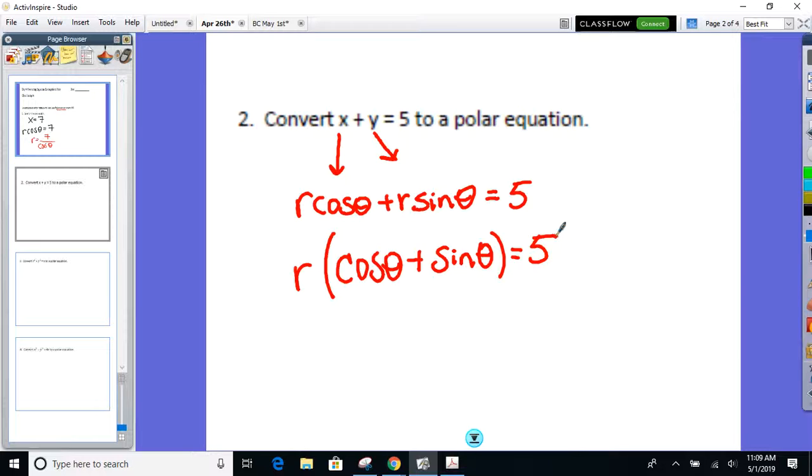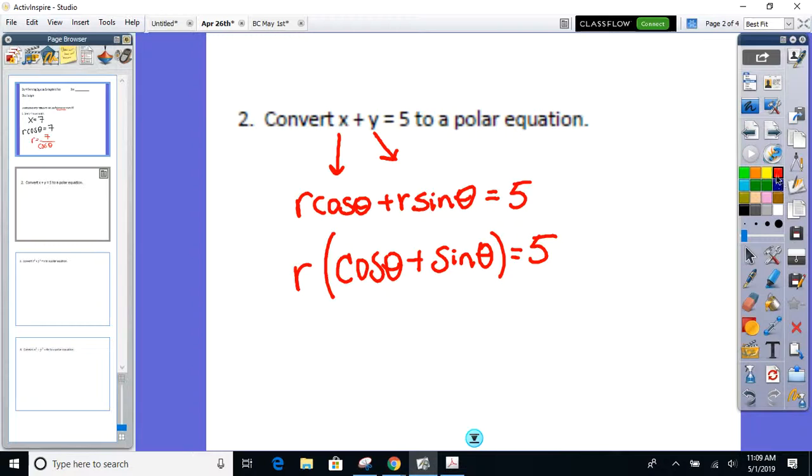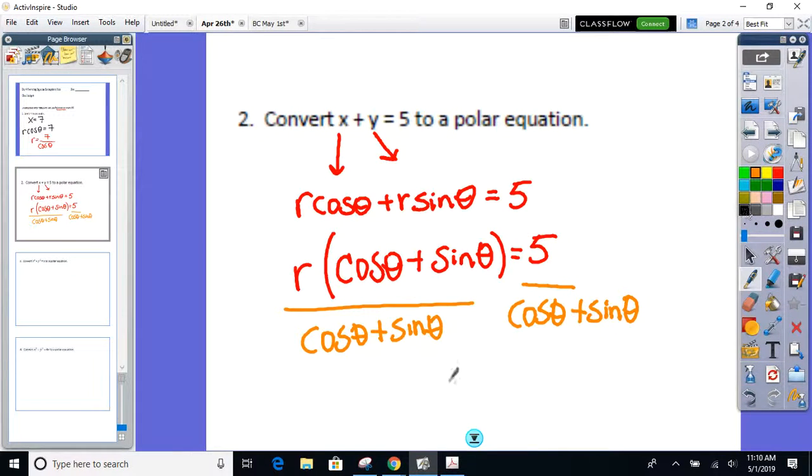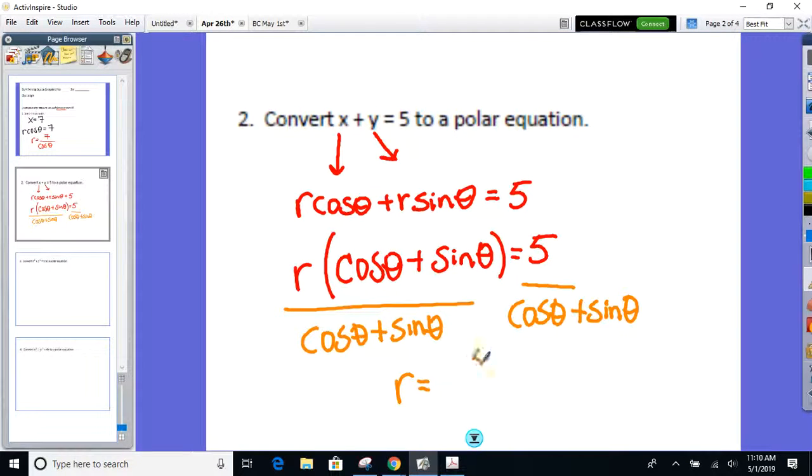And now how do you get that r by itself? Take your time. What's happening between the r and this whole thing? Multiplication, how do you undo it? Divide both sides by cosine theta plus sine theta. So here the polar equation would be r equals, got to always have r equals, 5 over cosine theta plus sine theta. Okay?